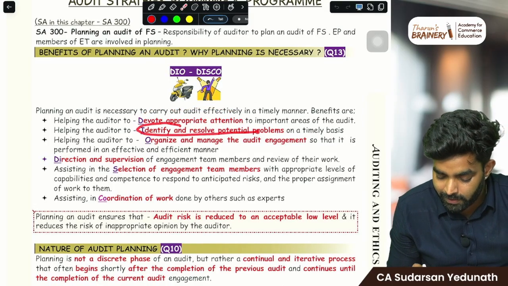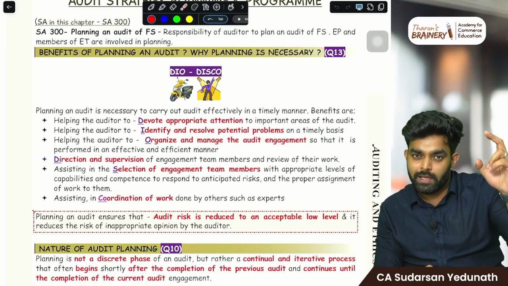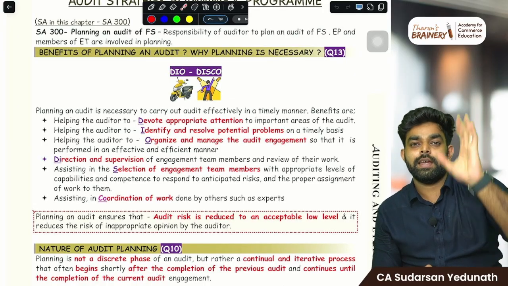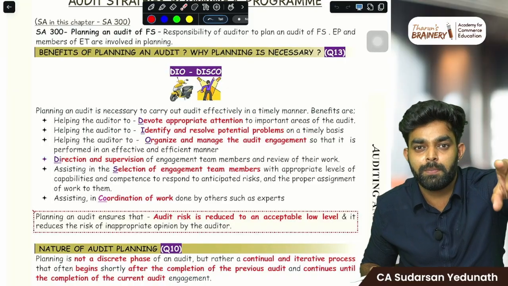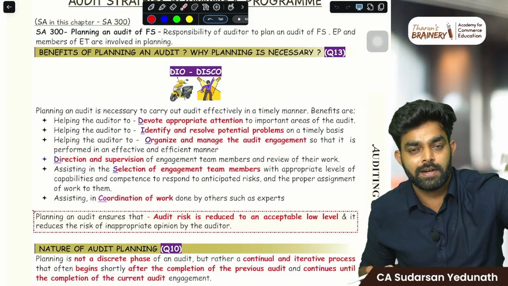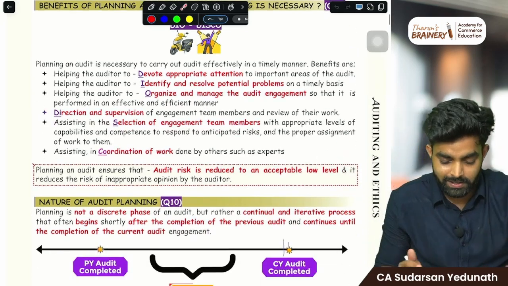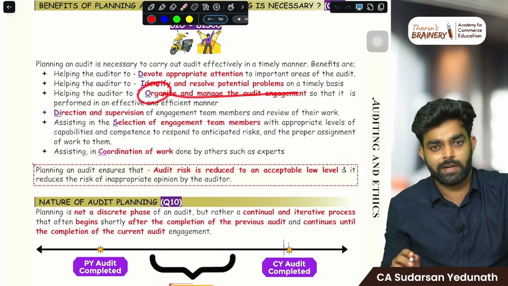Then identify and resolve the potential problems. What are the problems that can come? When you are planning, you can know. When you are planning for your CA Inter exam, you'll know what potential problems will come in the next 2 months. Your brother's marriage will be coming, friend's marriage will be coming. You have to go. Don't go. Focus on exam. So like that. So, organize and manage audit engagement very easily.